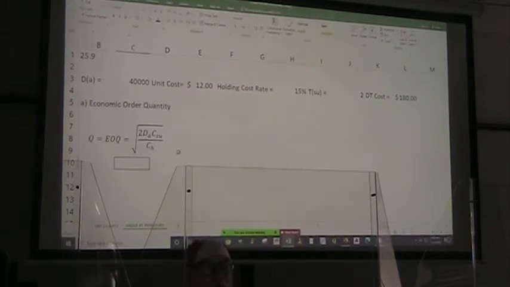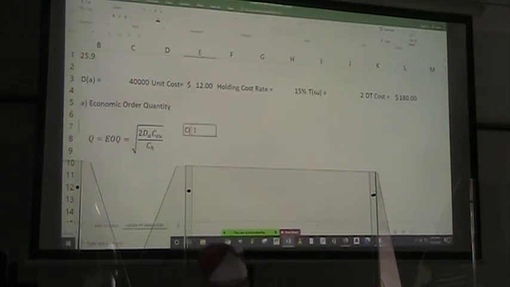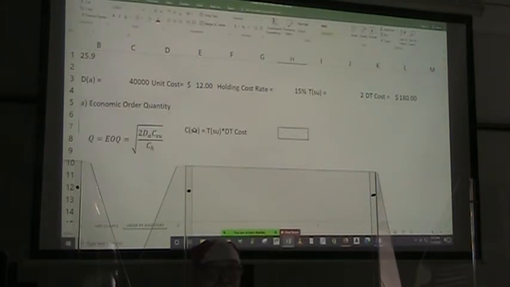All right, so I see you saying to yourself, well, wait a minute, we've got a holding cost rate, we've got a unit cost, we have a setup time, and we have a downtime cost, but I don't see a cost of setup or a cost of holding. Well, our cost of setup is equal to our time of setup times our downtime cost.